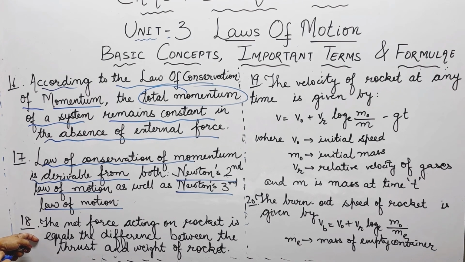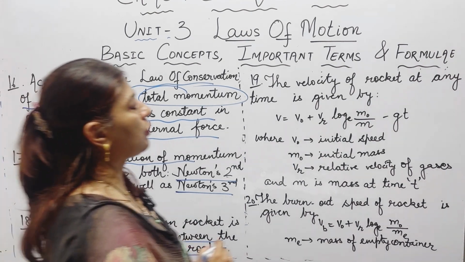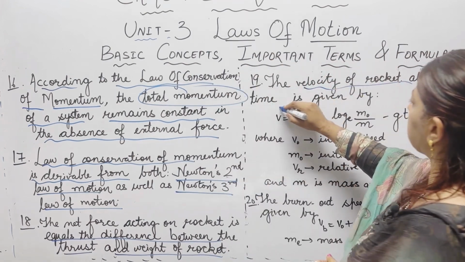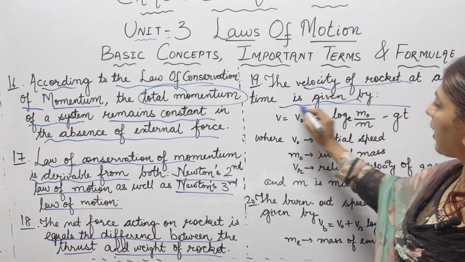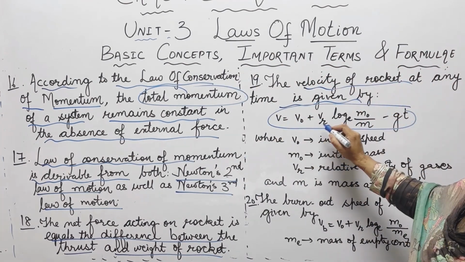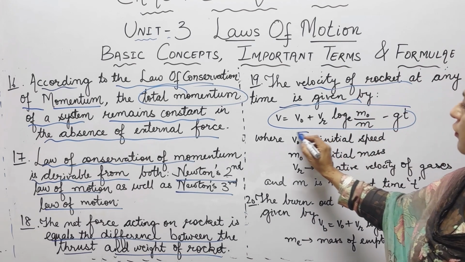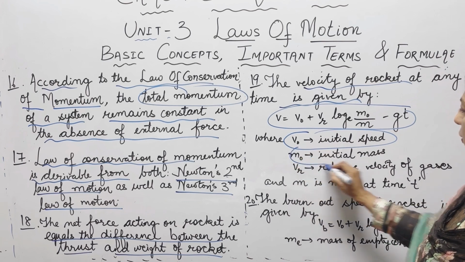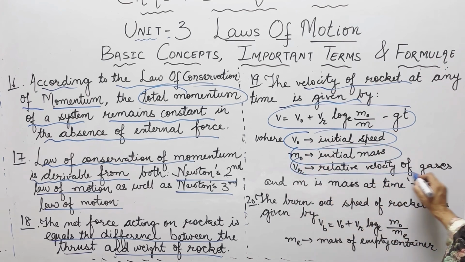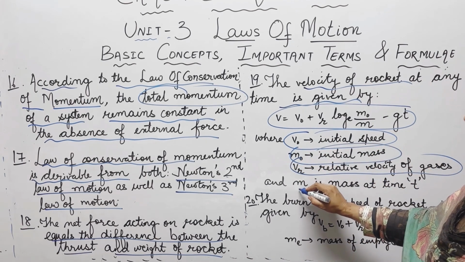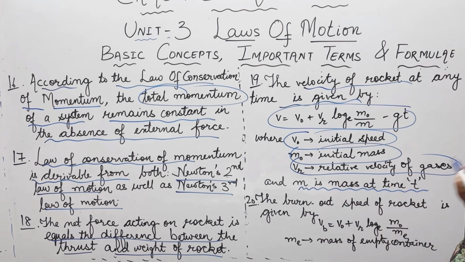The net force acting on a rocket is equal to the difference between the thrust and the weight of the rocket. The velocity of the rocket at any time is given by v equal to v0 plus vr log to the base e (m0 upon m) minus gt, where v0 is the initial speed, m0 is the initial mass, and vr is the relative velocity of the gases, and m is the mass at any time, say t.